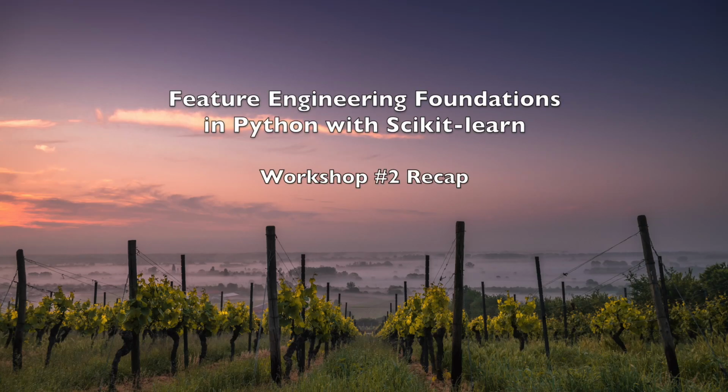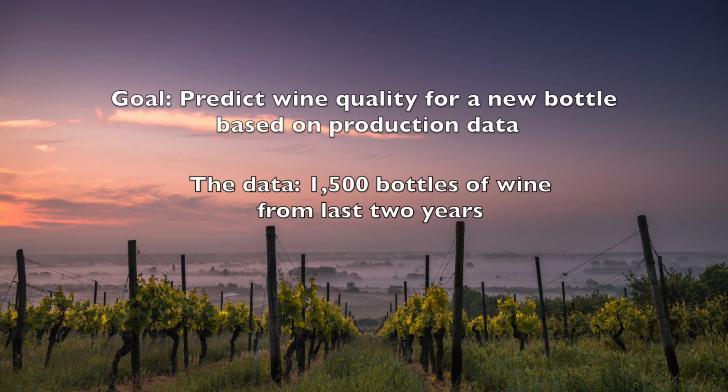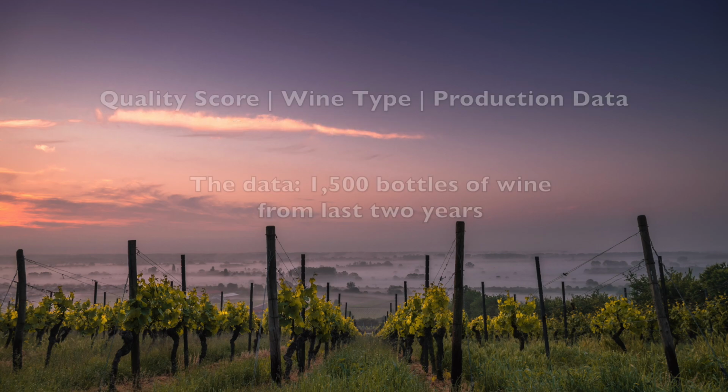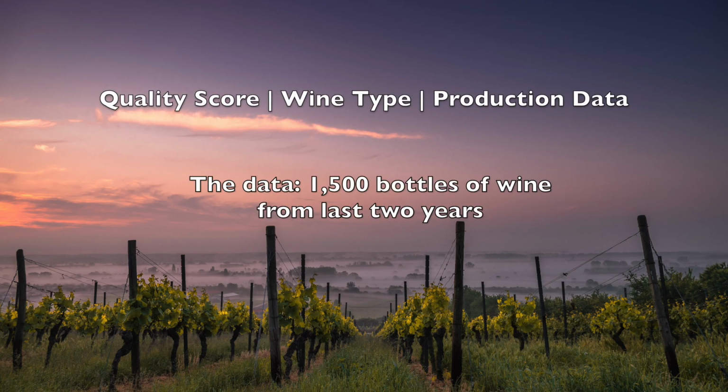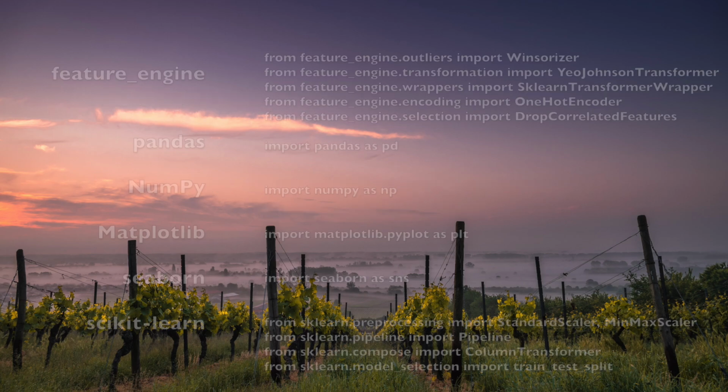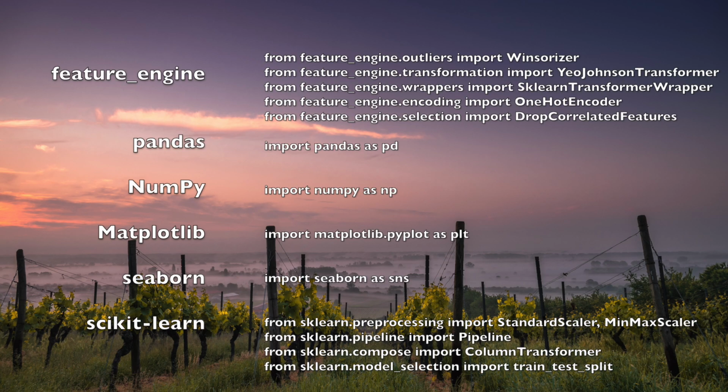Last week was the second workshop in this 7-part series on supervised machine learning in Python with Scikit-learn. Remember, our business goal is to predict wine quality on a 1 to 10 scale using historic data from 1,500 bottles, which includes an average score from wine experts, the wine color, and several production process values. This time, our focus was on feature engineering and pipeline building, where we added the package Feature-engine to our existing helper libraries, as well as several new Scikit-learn methods.